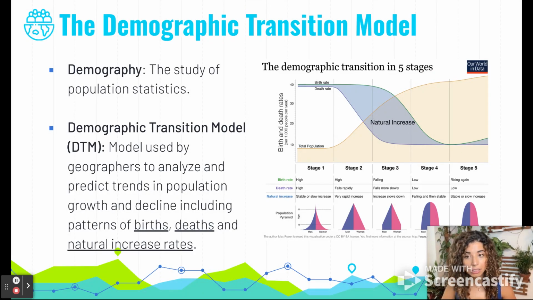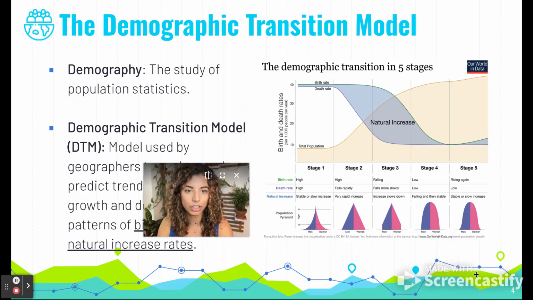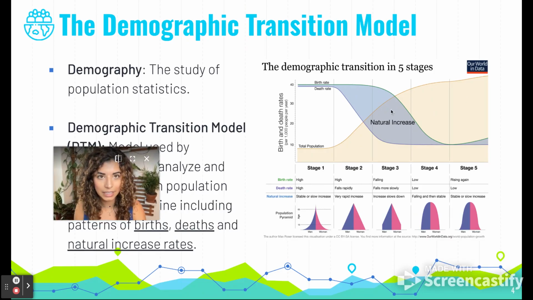Demography overall is just the study of population statistics. The demographic transition model, or the DTM, is a model used by geographers to analyze and predict trends in population growth and decline, including patterns of birth, death, and then natural increase rates. So this is what it looks like right here. This is a demographic transition model. There are 5 stages, and it takes into account birth rate, death rate, and then total population.